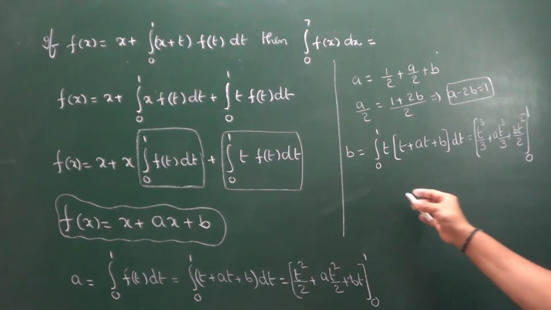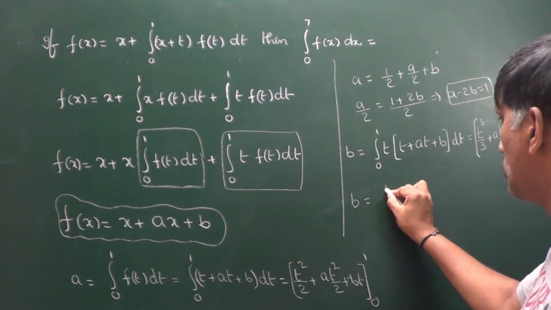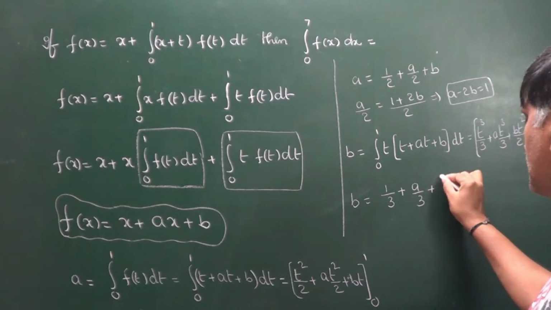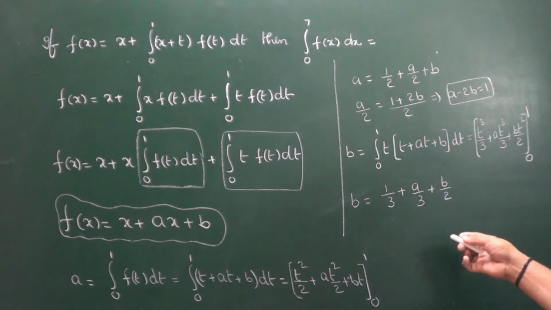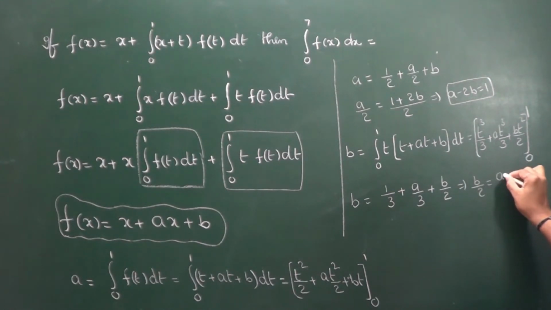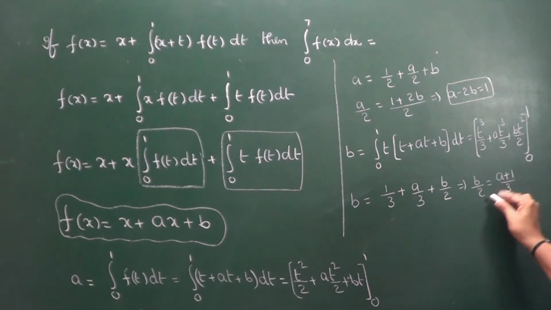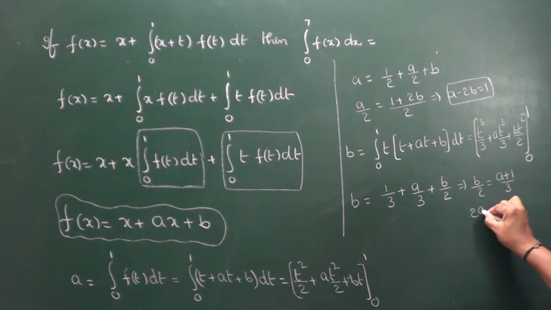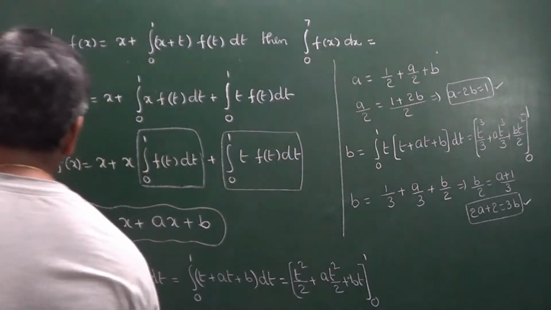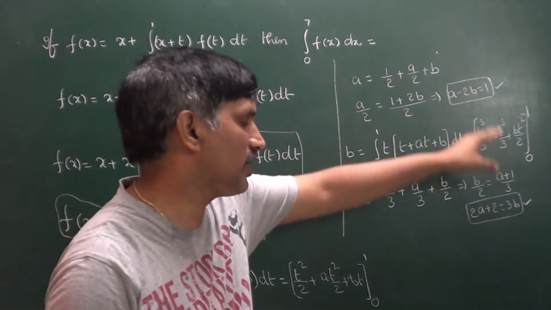Now apply the limits, you will get b is equal to 1 by 3 plus a by 3 plus b by 2. Now here, simplification, you will get b by 2 is equal to a plus 1 divided by 3. That's why we are getting 2a plus 2 is equal to 3b. So this is one equation in terms of a and b, and this is the second equation in terms of a and b. If you solve those two equations, you will get the value of a and b.